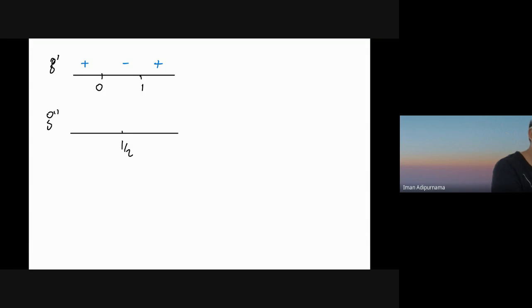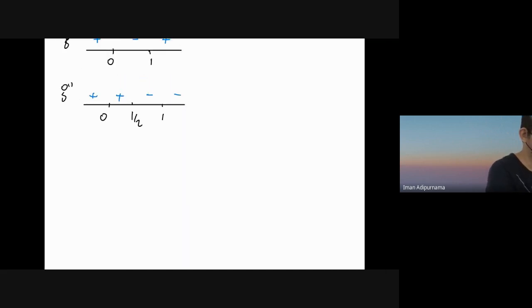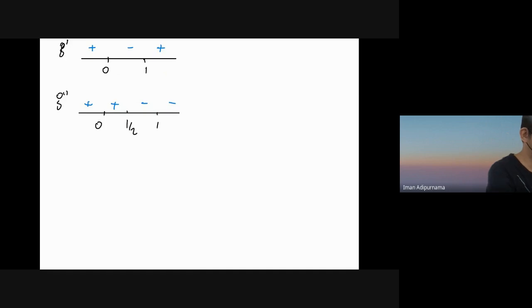Okay, let me write the conclusion from the first derivative test. This will have 0 and 1. This has positive, negative, positive. And for the second derivative, this will be positive, positive, negative, negative. Okay. From here, we can draw the graph.